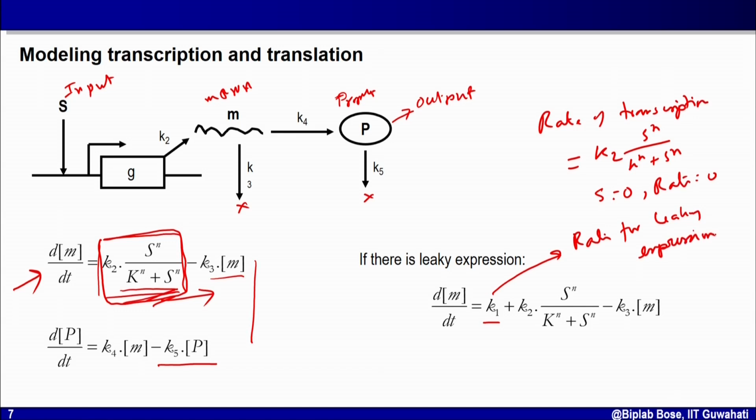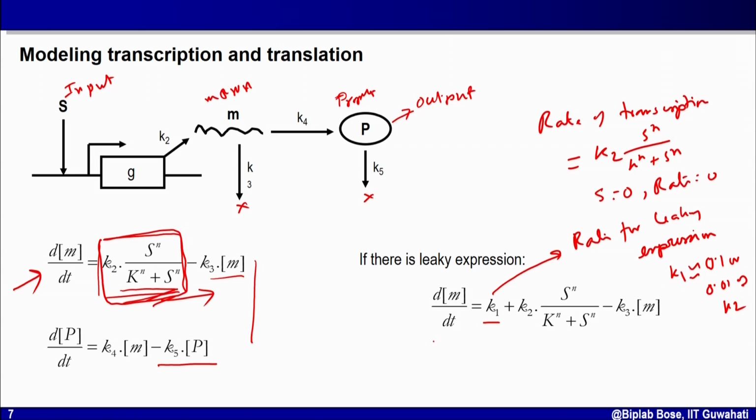So when S is 0, this Hill function will become 0. So K2 into the Hill function will be 0. But K1, which may have a very low value, will give rise to mRNA. It will keep on producing mRNA. Usually we take K1 as around 0.1 or 0.01 of K2, so 10% or 1% of the maximum rate of transcription that can happen by induction. You take a very small value of K1 with respect to K2.